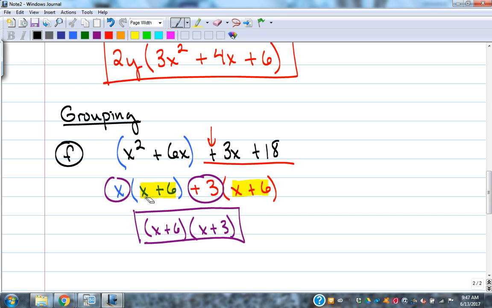All right. The matching parentheses will be your first factor, the first set of parentheses. The stuff that's in front will be your second parenthesis. And you've got it factored. That's what grouping does for you. It's GCF twice, and then you got your matching parentheses, and then the stuff in front. Okay.